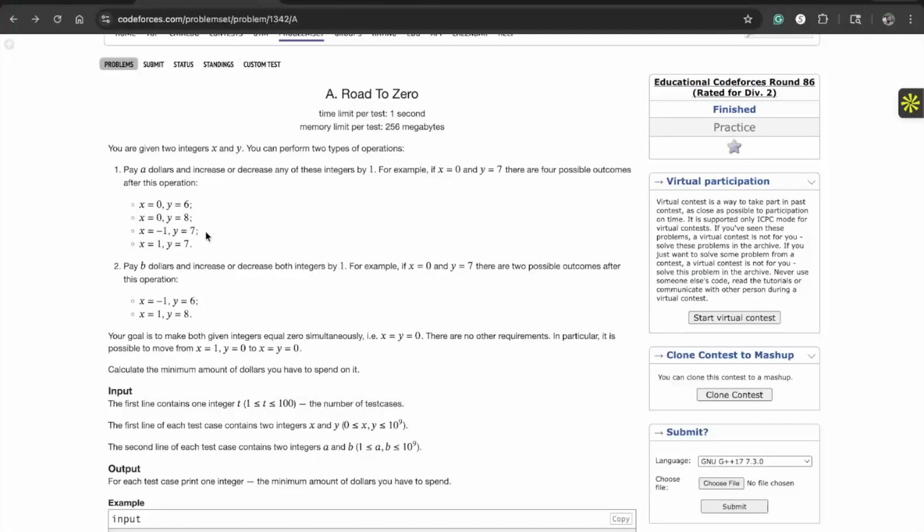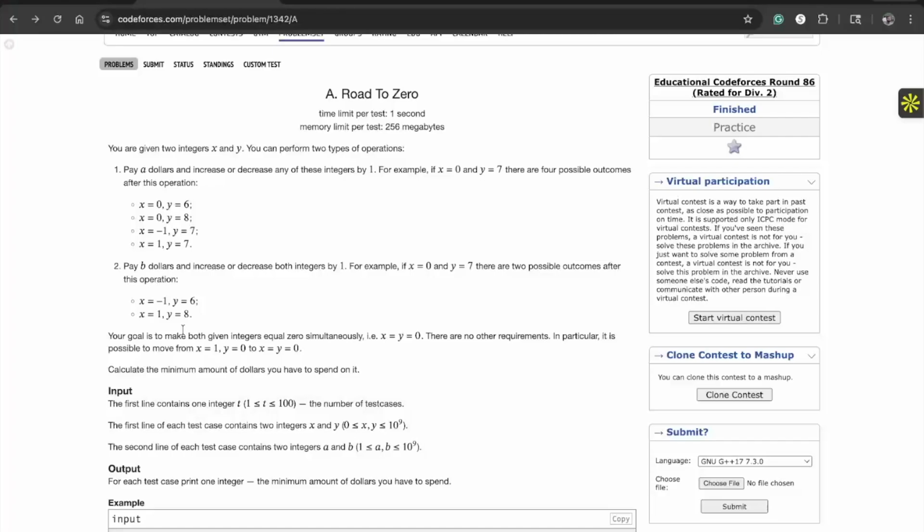The second operation is paying b dollars and having the option of increasing or decreasing both of the integers by 1. For example, say x is 0 and y is 7. We can either decrease both values, so x will be -1, y 6, or we can increase both values, x equals 1, y equals 8.